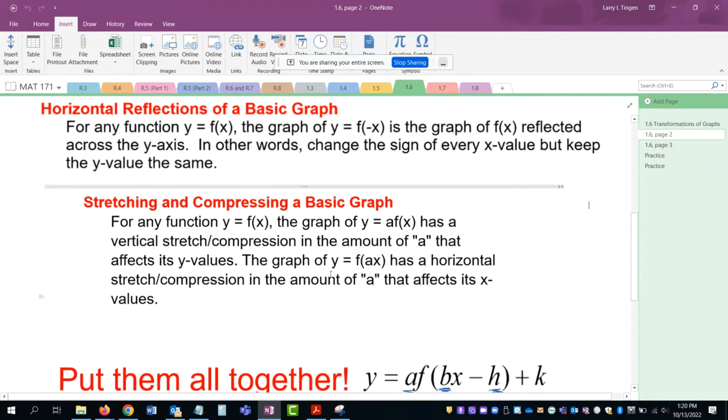Stretching, so we have it here in the notes. If I've got y equals f of x, then y equals a times f of x, right? I've manipulated the outside as a vertical stretch or compression in the amount of a that affects the y-axis. What does that do? When I do that vertical stretch, what have I done? I'm multiplying y by whatever the number is up front. So I take my original function and then I stretch it until my function now matches this idea.